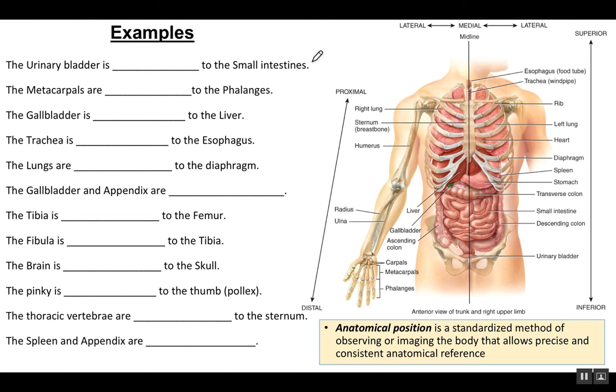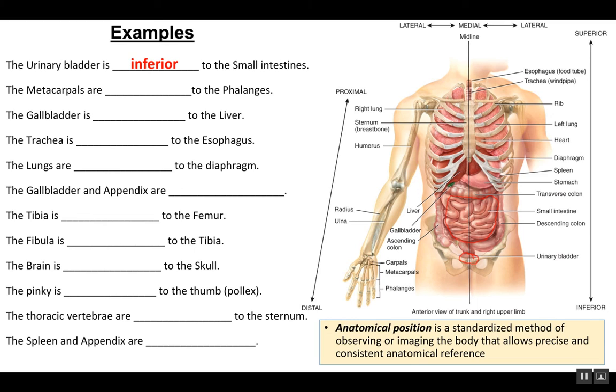the urinary bladder is what to your small intestines? Your urinary bladder is located right here. Okay, it houses urine, it stores urine. Your small intestines are up here, all kind of packaged together there. So, if you think about the location, a good answer would be inferior. The urinary bladder is inferior to the small intestines. It is below or farther from the head than the small intestines.